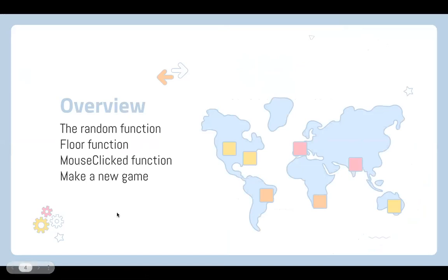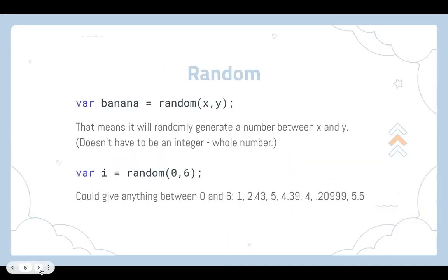Okay, so the overview for today, we're going to learn about the random function, the floor function, the mouse click function, and we're going to make a new game. So that sounds pretty exciting.